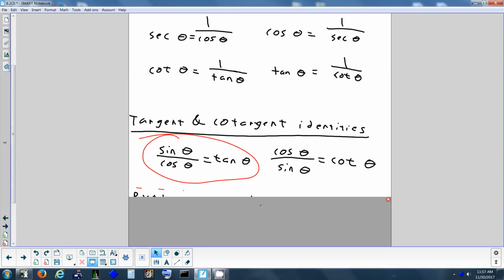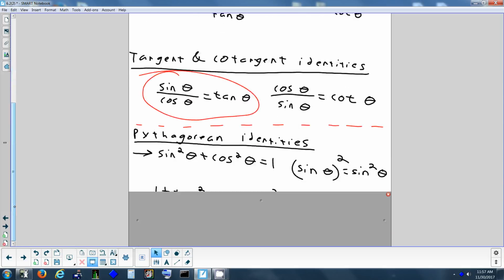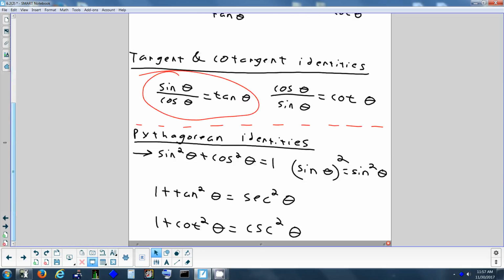Okay, so for the test, that's what you need to know above that red line. The last group of identities that I'm giving you, I'm not going to explain them right now. I just want you to have a page in your notes you can flip back to, with everything on the same page. For the Pythagorean ones, just write those down, but we're not going to do anything with them right now.